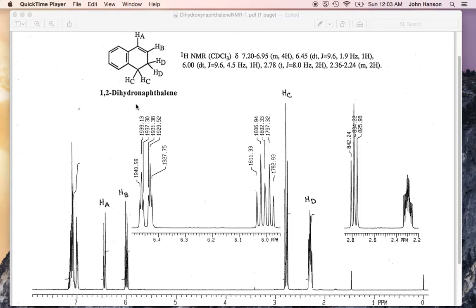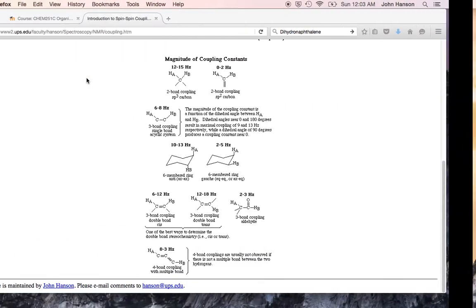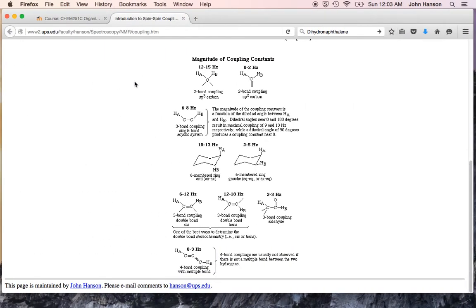Why is it a double triplet? The reason for that has to do with this unusual 4-bond coupling that we're seeing. So this HA, if we count, there's 1, 2, 3, 4 bonds over to HD. Now, in most cases, we don't see 4-bond coupling, but there's one case where we often do, and I was just going to refer you to our little coupling sheet that we had.